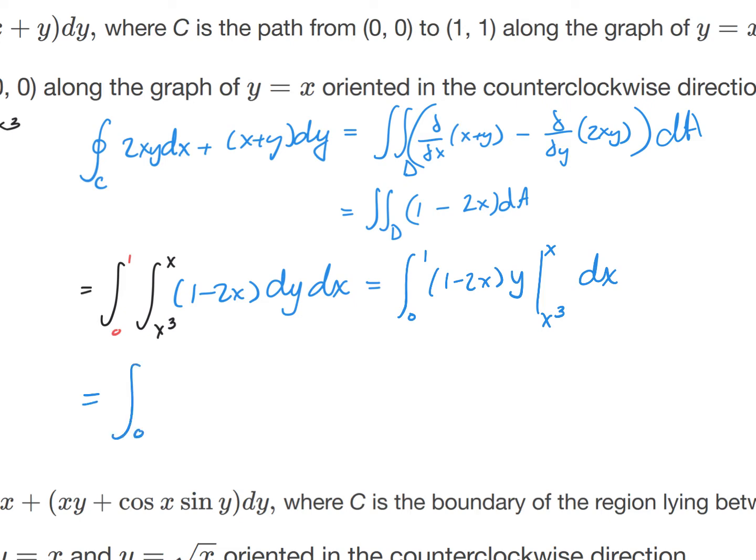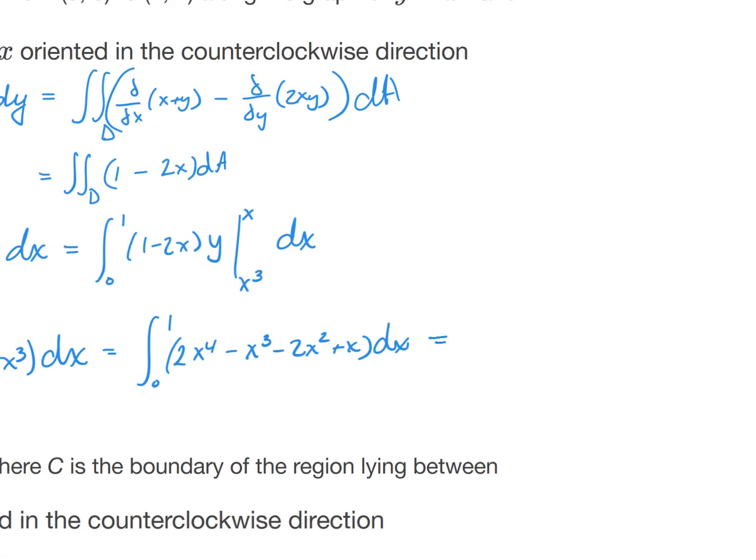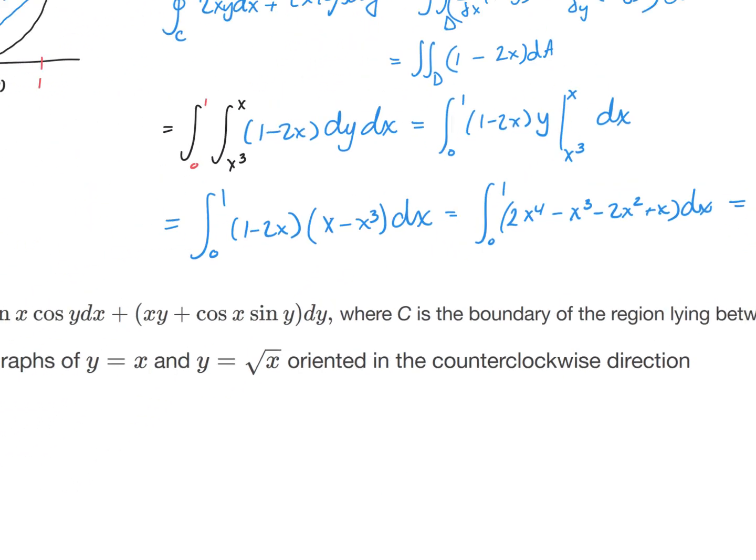So this is going to be from 0 to 1 of 1 minus 2x, and I'm going to have x minus x cubed dx. I would multiply this thing first, so from 0 to 1. And when I multiply this, I'm going to get 2x to the 4th minus x to the 3rd minus 2x squared plus x dx. And this then becomes, after I do the evaluation, my final answer, negative 1 over 60. Isn't that nice? So let's take a look at my next example.